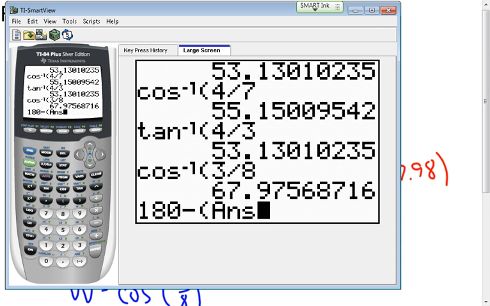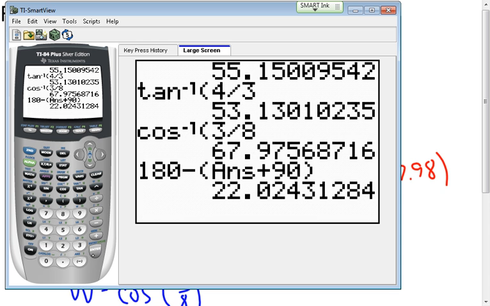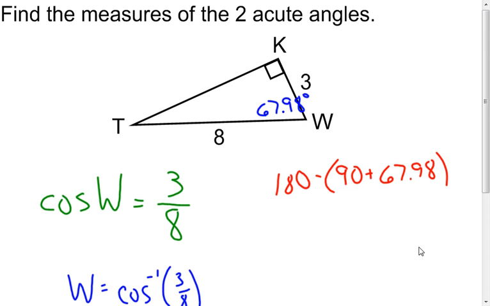If I push second negative sign, it's going to give me the last answer, which is 67.98. And I also need the 90 in there. Push enter, and I find out that our other angle is approximately 22.02 degrees, which is T. T is going to be 22.02 degrees. Found the measure of my two acute angles, just like it asked me to. Now, we could have actually gone through and used trig to find the measure of angle T as well. I think this is probably a little faster, but it's totally up to you.